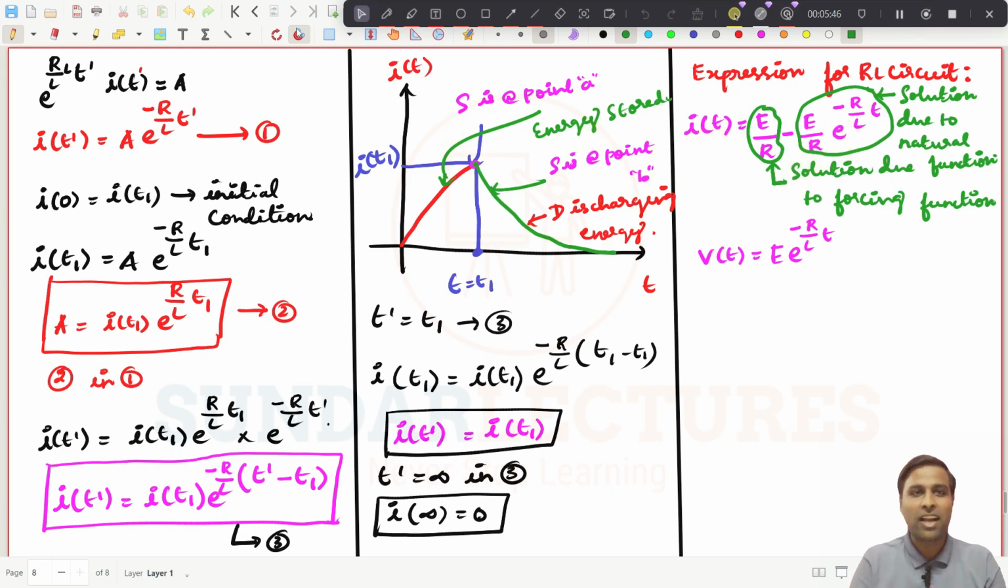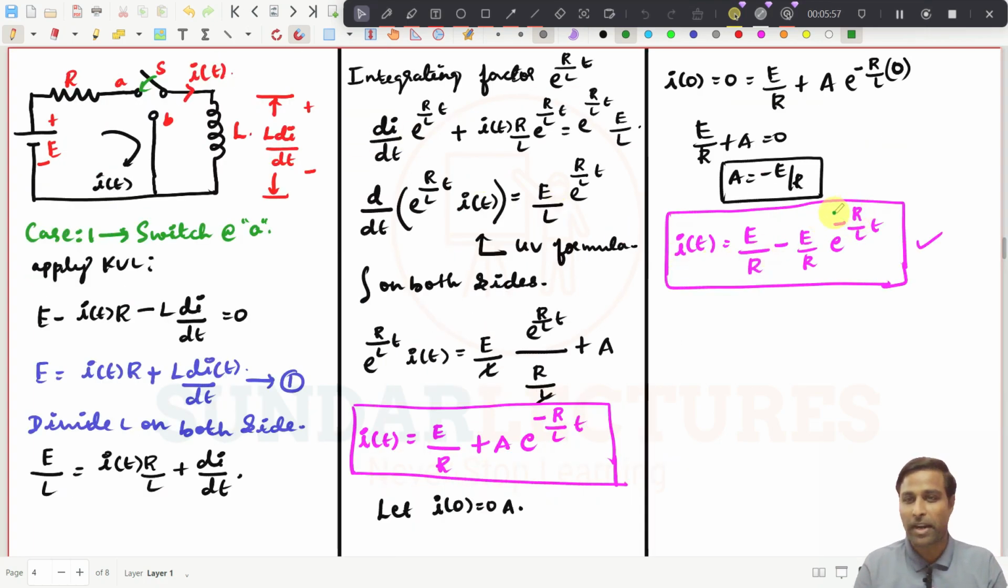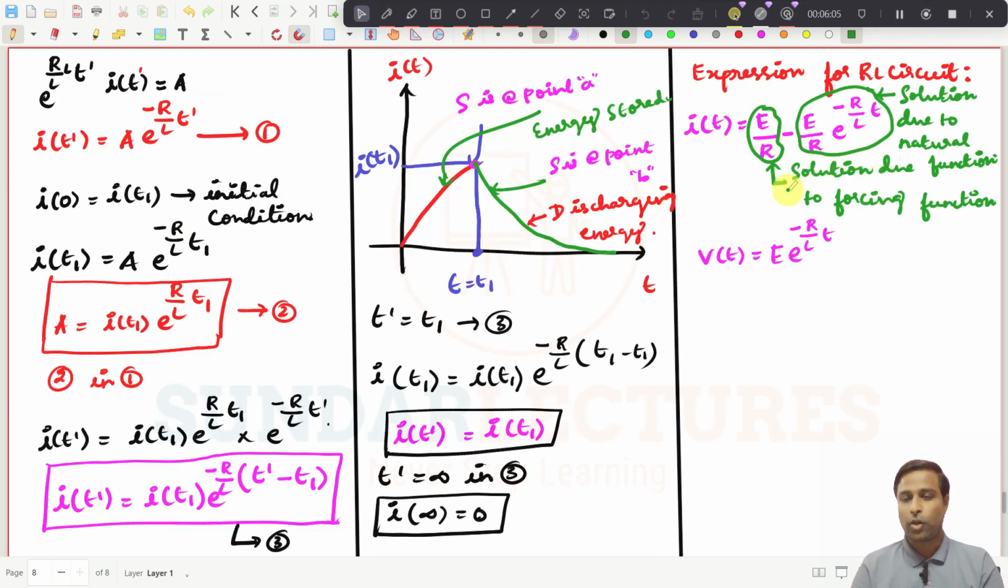What is the final I of t we have seen? See here. We have seen it is E by R. And what happens to this whole term? It becomes zero at some time, a stipulated time. So the solution due to forcing function alone can satisfy this I of t. This always becomes zero. And even if you take this one, this is wholly the solution due to natural function.